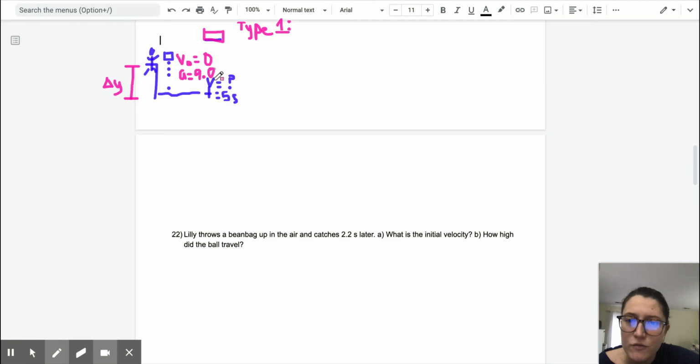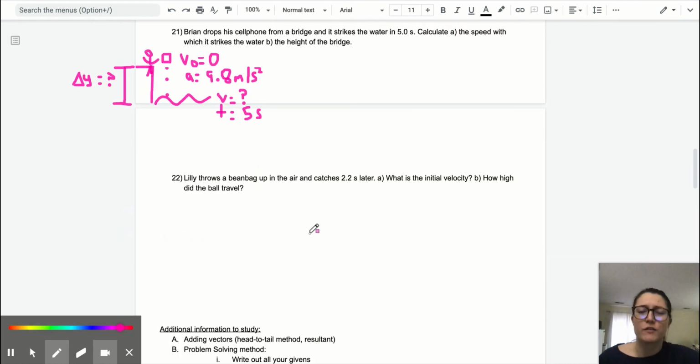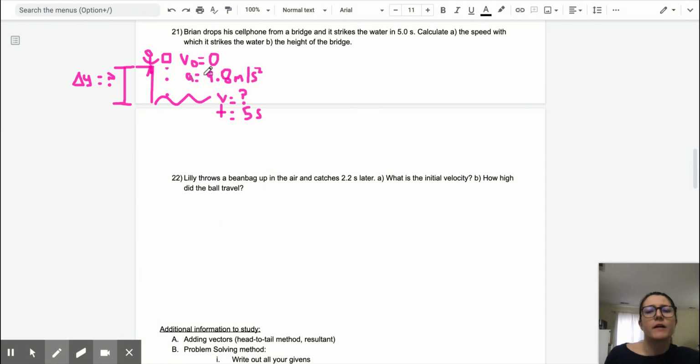Running out of room here. Oh. Sorry guys, my computer goofed for a second and erased my diagram. So it's a different color, but same pieces of information.